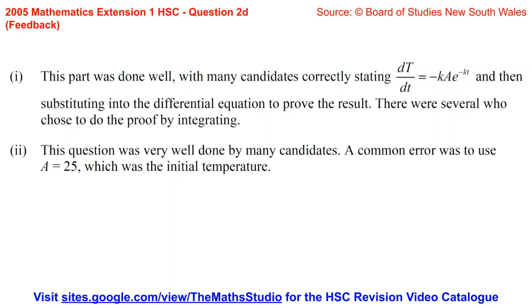The following is the feedback from the Marking Centre for question 2d. For part 1, this part was done well, with many candidates correctly stating that dT/dt equals negative k times a times e to the power of negative kt, and then substituting into the differential equation to prove the result. There were several who chose to do the proof by integrating. For part 2, this question was very well done by many candidates. A common error was to use a equals 25, which was the initial temperature.